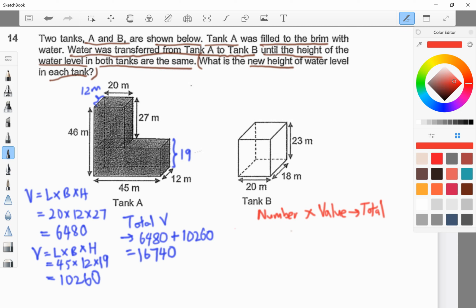So we have A and B, and in this case, the number, I will call it the height, and as for the value, I will call it the base area.